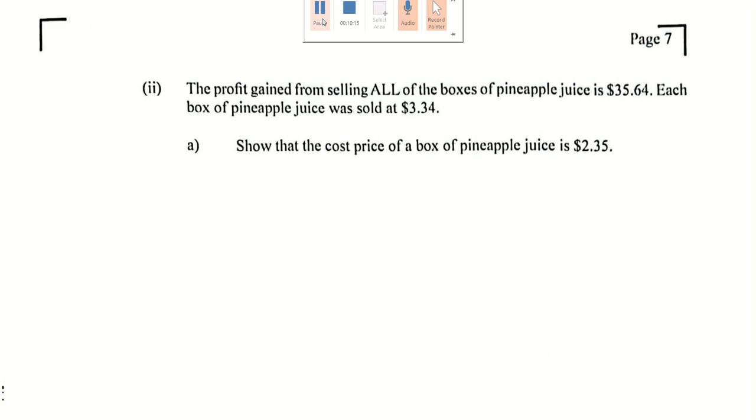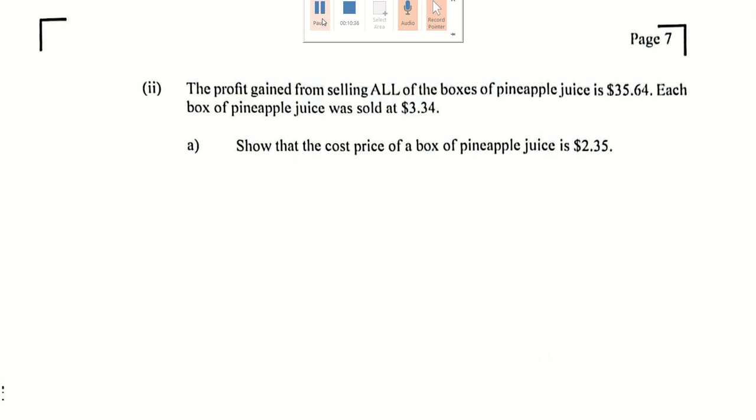Now, when we read this question, this is the second part. Alright, they said the profit gained from selling all the boxes of pineapple juice is $35.64. Each box of pineapple juice was sold at $3.34. Show that the cost price of a box of juice is $2.35.